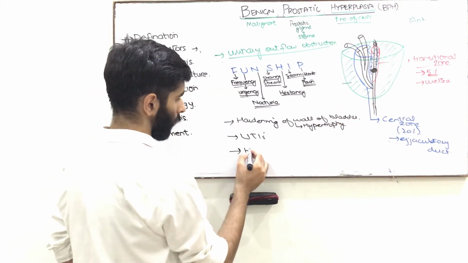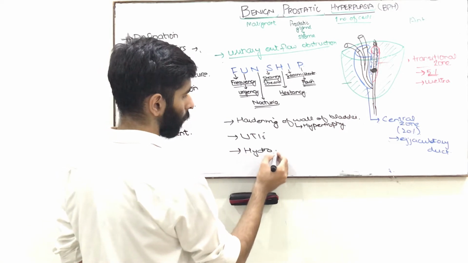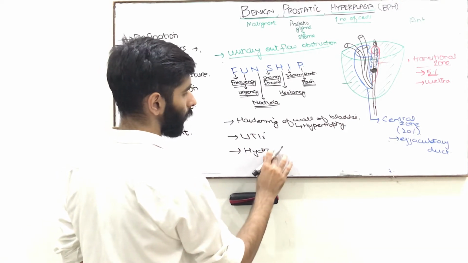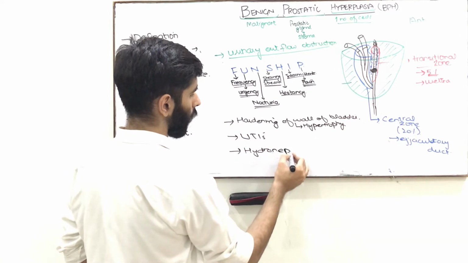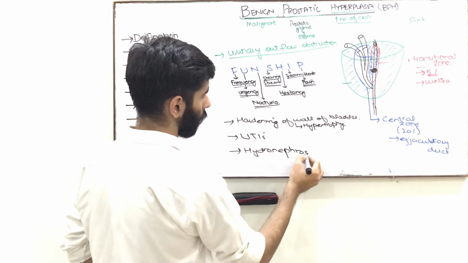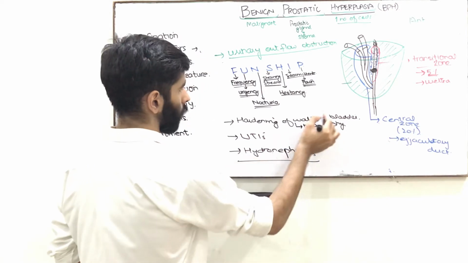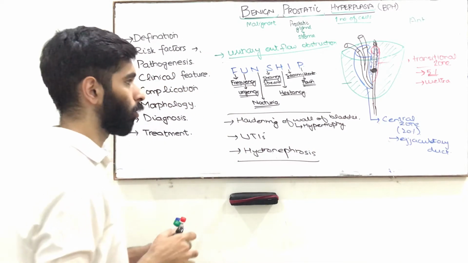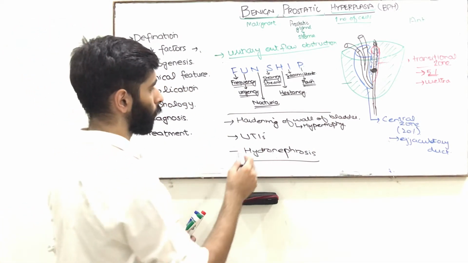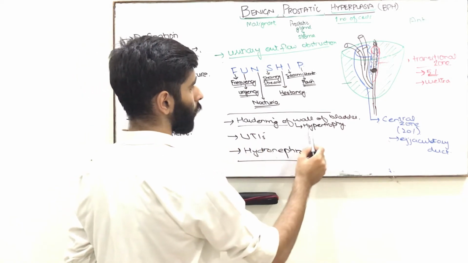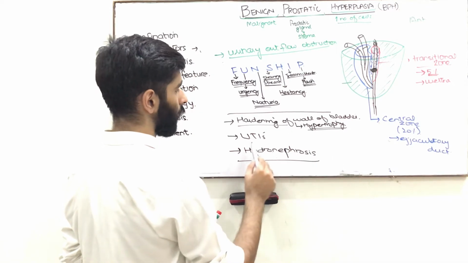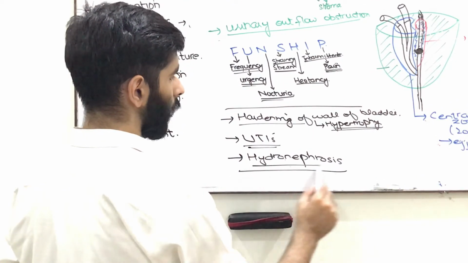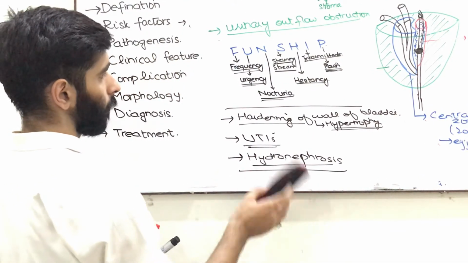And the other one is that in long standing benign prostatic hyperplasia, there are chances of hydronephrosis. So these are the various complications of benign prostatic hyperplasia: hardening of the wall due to hypertrophy of the muscle in the wall of the bladder, making the bladder very irritable, urinary tract infection and hydronephrosis.